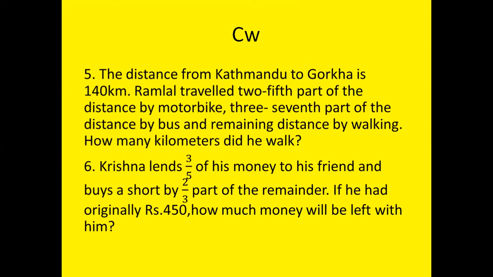Okay, lending money and buying salt. Remainder means we have to find the remainder first. Remainder means 450 minus how much was given there, 270. Then 180 is the remainder. Then from 180, 2 by 3 of 180: 3 sixes are 18, then it will be 2 into 60, means 120. 120 rupees is spent to buy the salt.